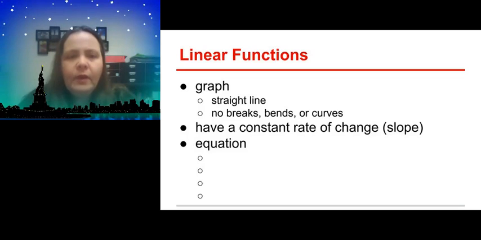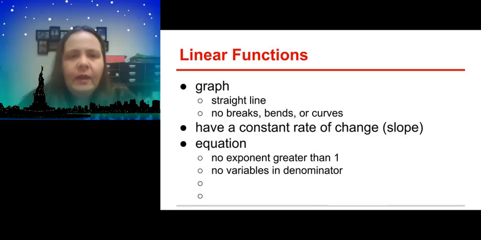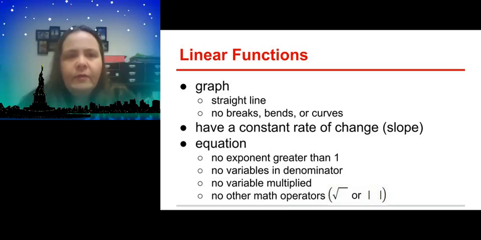Also, when you look at the equation of a linear function, you're going to have no exponent greater than 1. So if you see exponents of 2 and 3 and 4, that would make that not a linear function. You can have no variables in the denominator. That doesn't mean you can't have fractions. You can have fractions, but the variable just will not be in the denominator. And you can have no variables that are multiplied together. And you can have no math operators such as square root or absolute value.